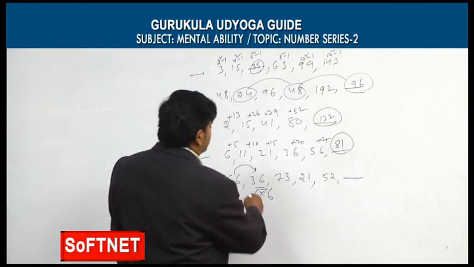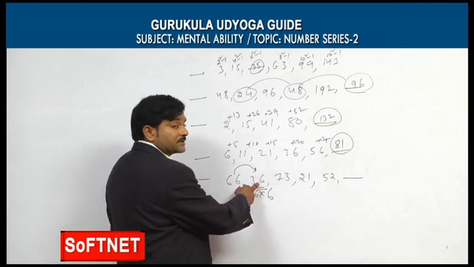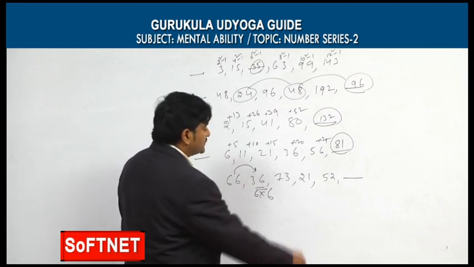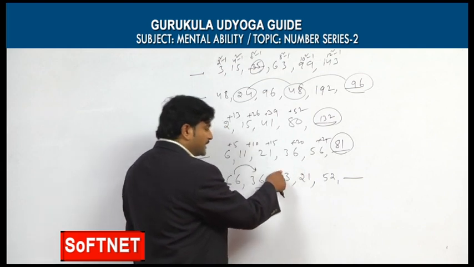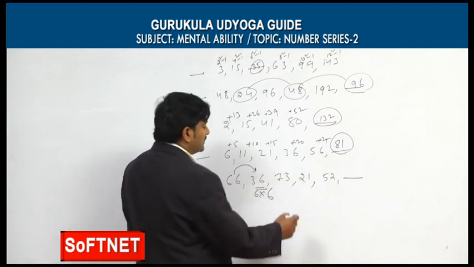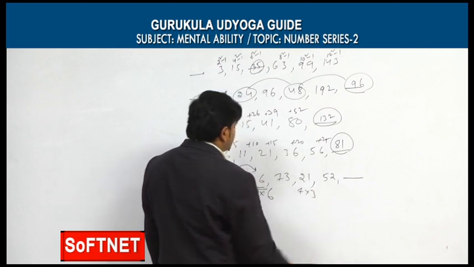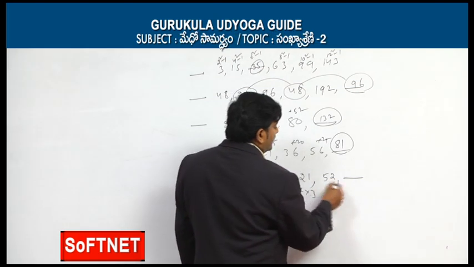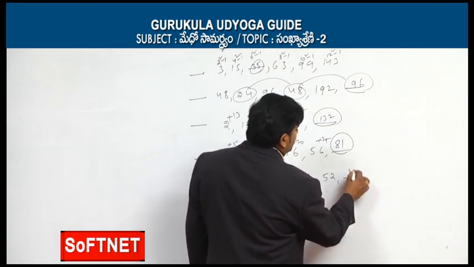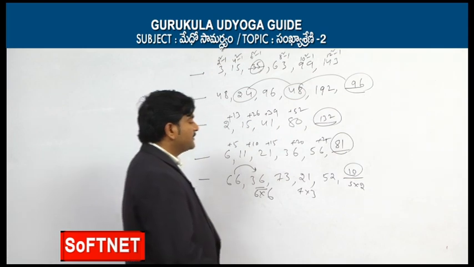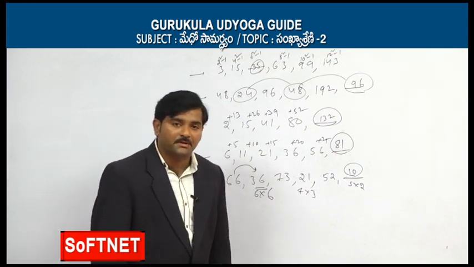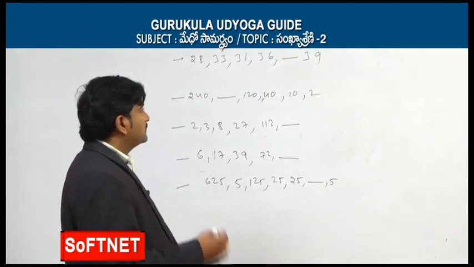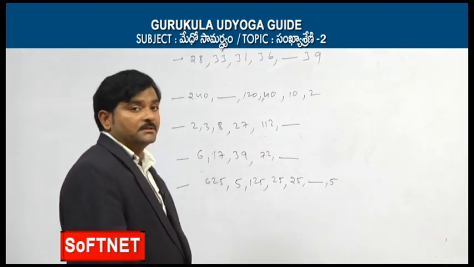What does it mean? Second number 36. 36 ఎలా వచ్చింది? దాని ముందున్న నెంబర్లో ఉన్న అంకెల్ని గుణించాడు. 6 into 6. సో ఇది సెకండ్ నెంబర్. ఇది ఎలా వచ్చింది? దాని ముందున్న నెంబర్ని మల్టిప్లై చేశాడు. సో 7 into 3. 6 into 6. 7 into 3. To get the next number, what I have to do? 5 into 2. 5 into 2 means how much here? 10. Simple concept. This is the example for multiplication series. Okay. 28, 33, 31, 36, dash, 39.